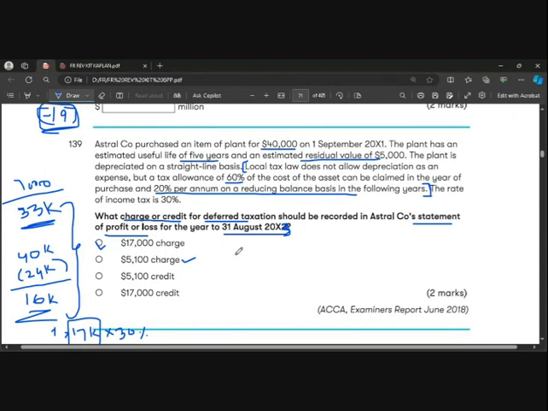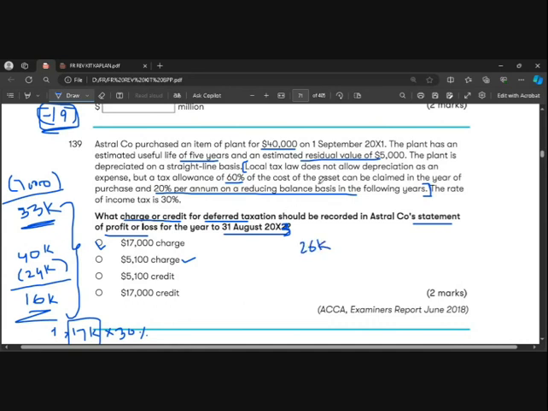Okay. So this is the second year. In the second year, the depreciation as per our accounts is going to be the same, 77,000, right? So what will be the carrying amount at the end of the second year? 26,000. Yes, 26,000. Okay.